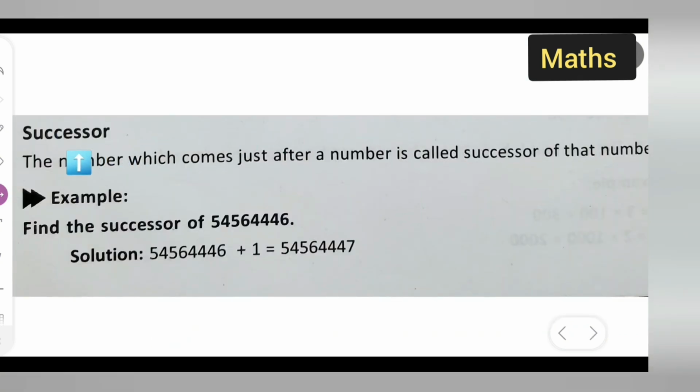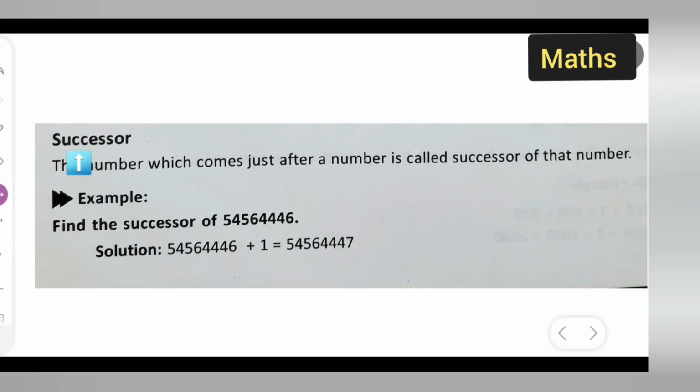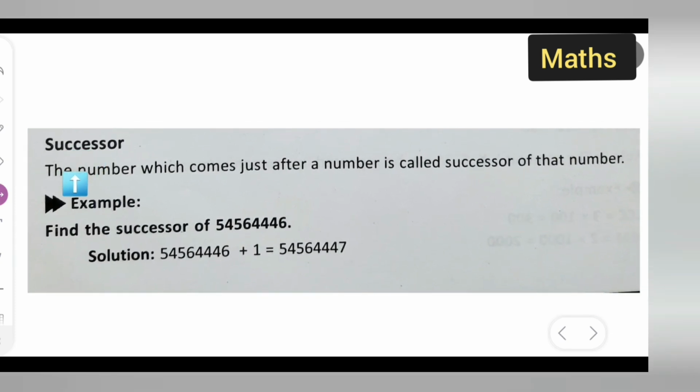Next you have is a successor. Let us see what is a successor. The number which comes just after a number is called the successor of the number. Means you all have to add for this. Addition. For example, find the successor of 5, 4, 5, 6, 4, 4, 4, 6. So you all have to only add plus 1.